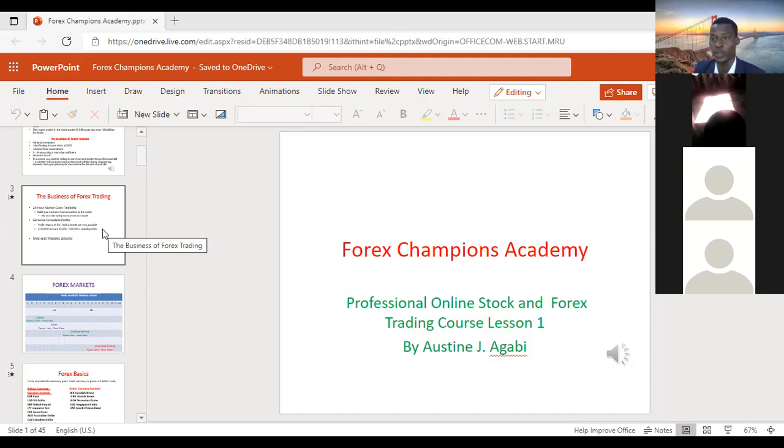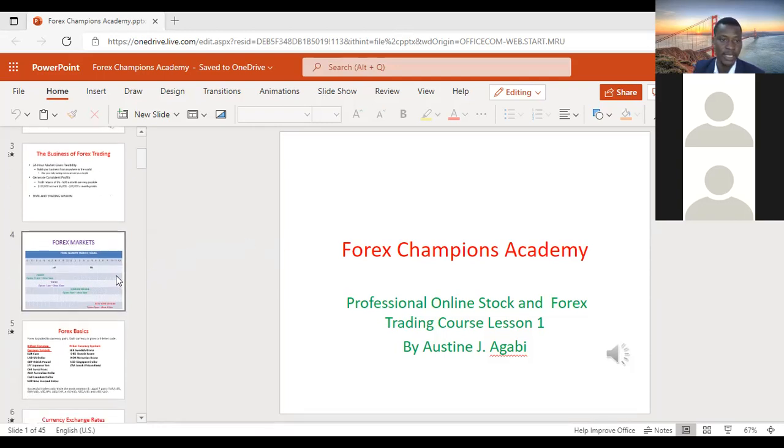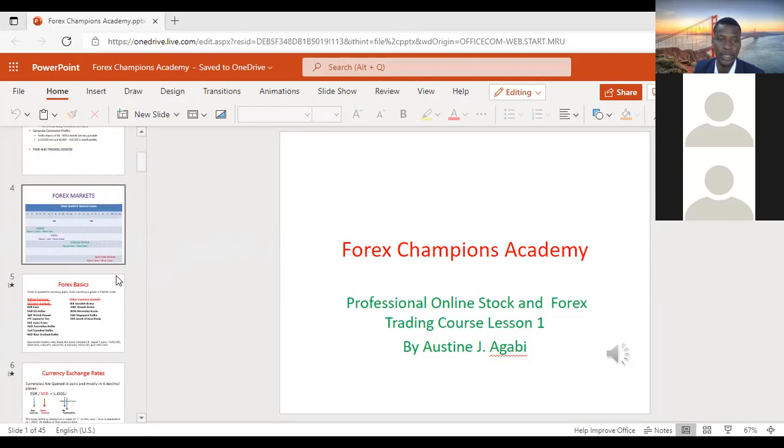When we talk about business, we have sales, we have income, we have expenditure, and all of that. So that's what we're going to be looking at: having a niche in the financial market and looking at it as a business. We're also going to be looking at the different markets, different market opens, and the basics.